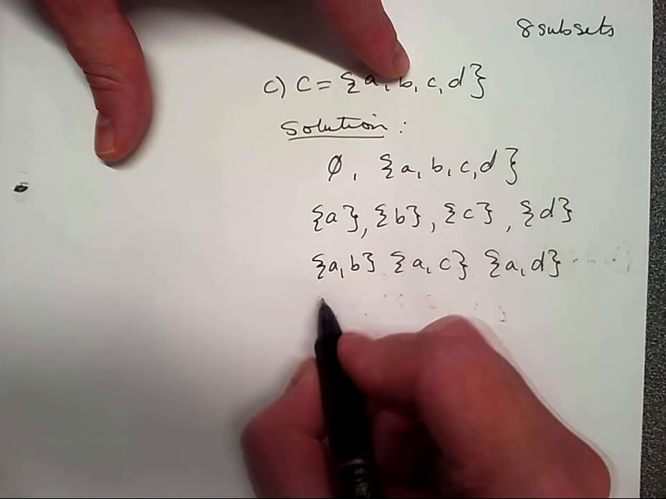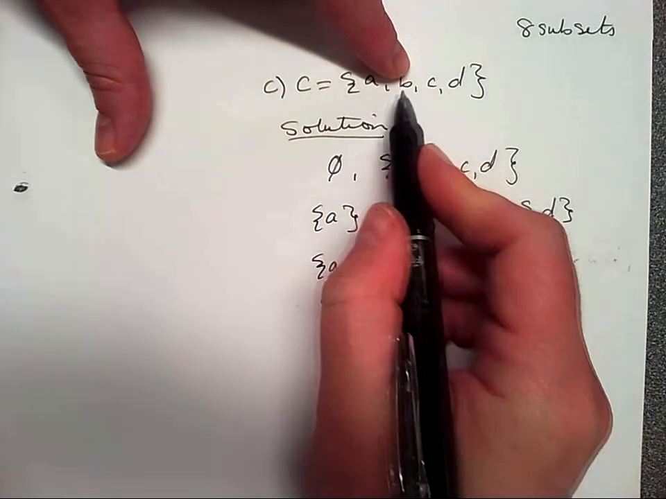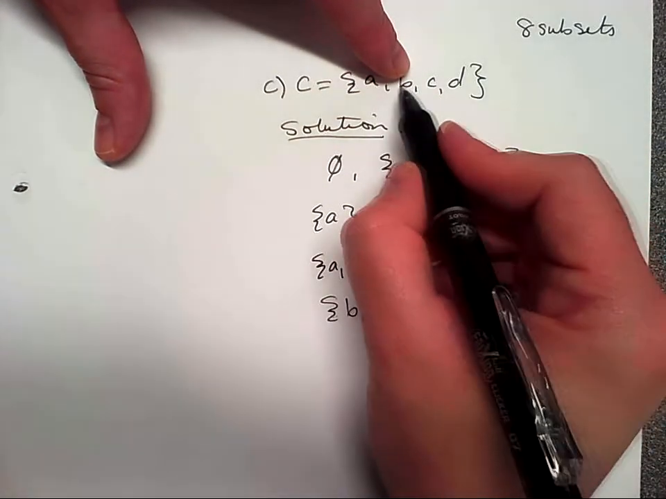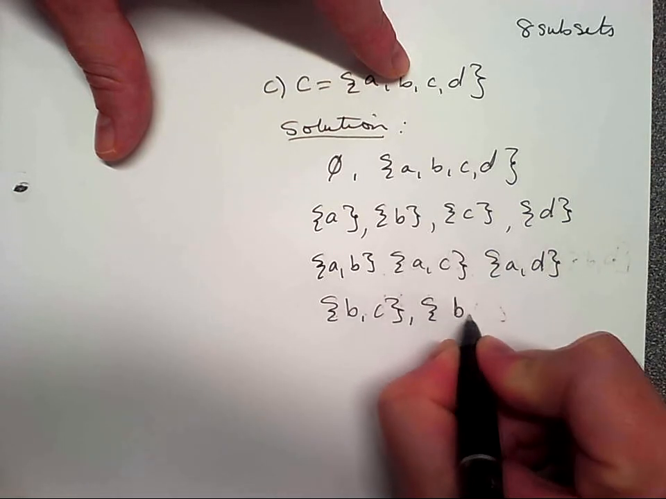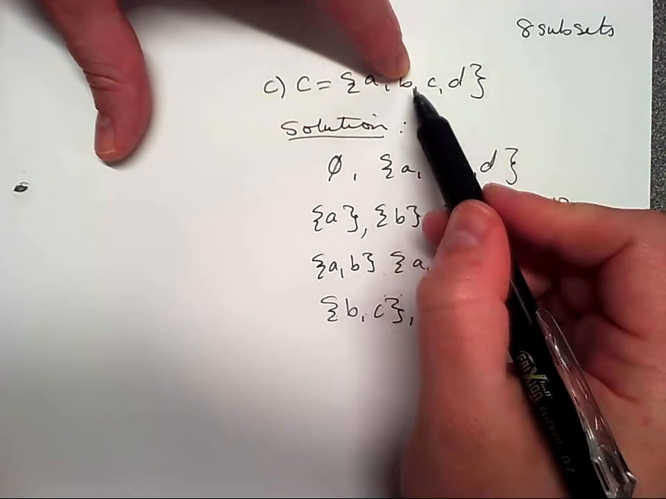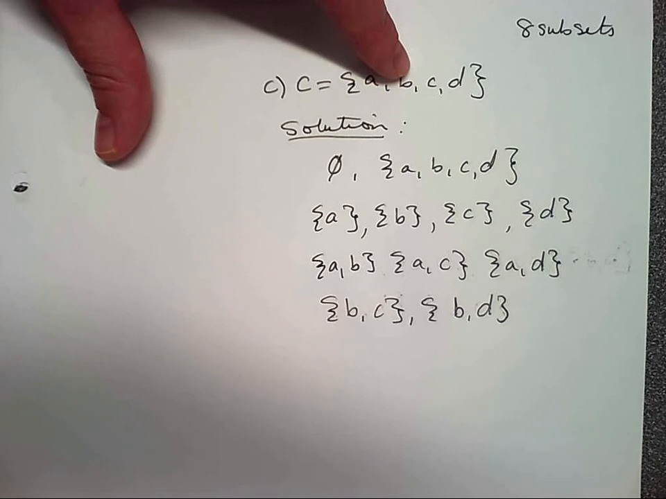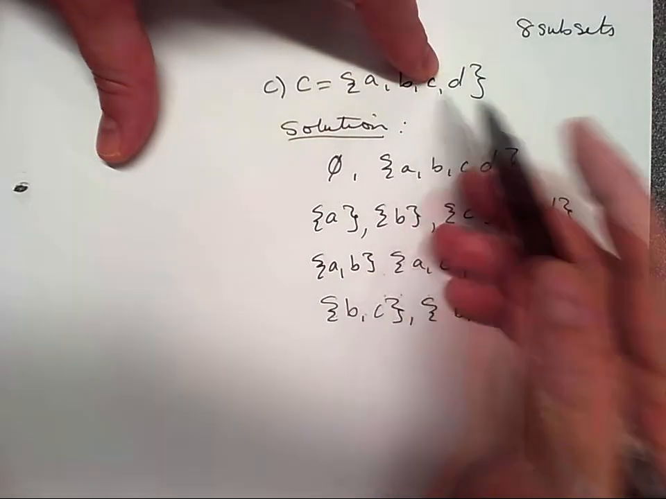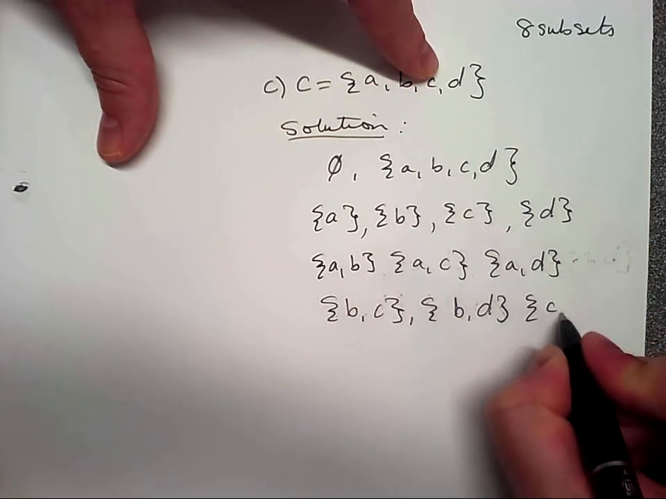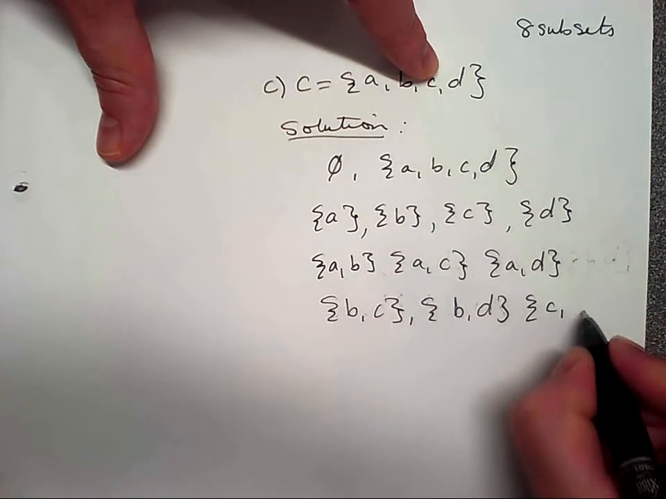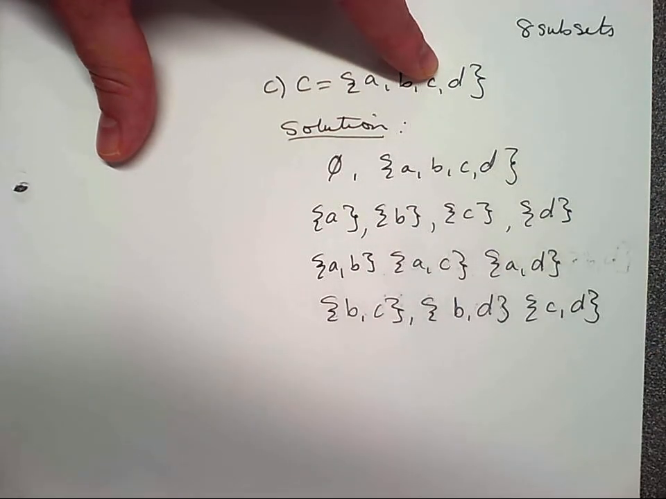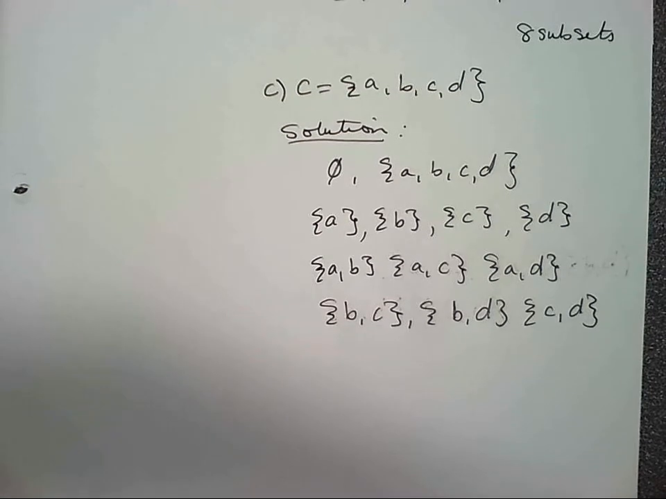Okay, now let's go to all possible two-element sets with B in it. Well, BA I already wrote. So now I go BC, BD. Are there any other two-element sets with B in it? No. Okay, write all the two-element sets with C in it. CA I already have. CB I already have, so it's only CD. So there's 6 of those, right?